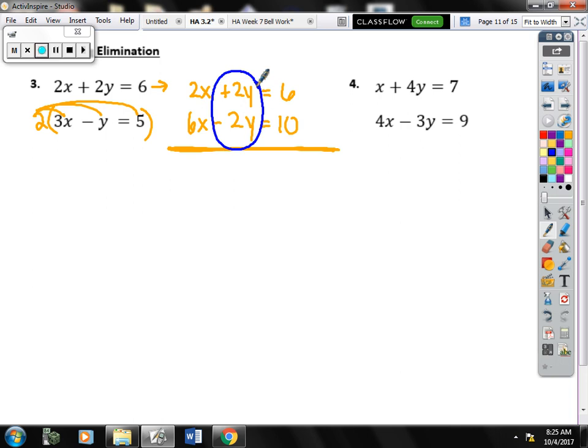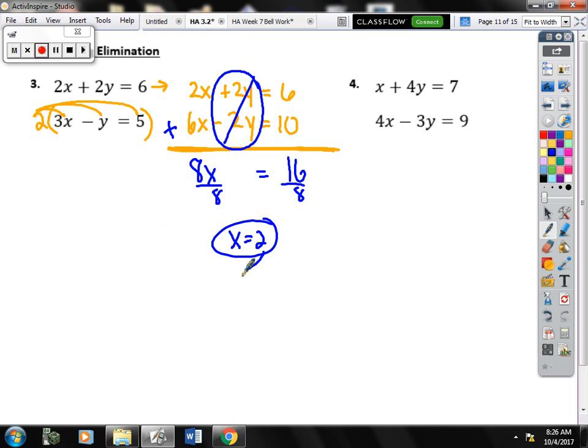Again, I'm eliminating the y variable. 2 plus negative 2 is going to be 0. So I am adding these. 2x plus 6x is 8x. These go to 0. 6 plus 10 is 16. And we divide to get x is 2. Is this coming back to us from Algebra 1?